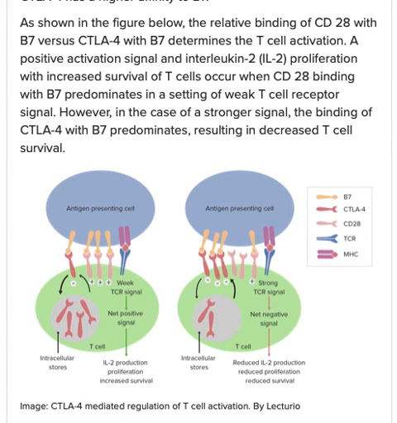A positive activation signal and interleukin-2 proliferation with increased survival of T cells occur when CD28 binding with B7 predominates in a setting of weak T cell receptor signal. However, in the case of a stronger signal, the binding of CTLA4 with B7 predominates, resulting in decreased T cell survival.